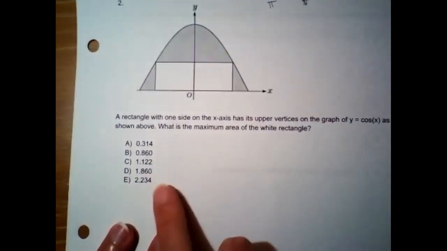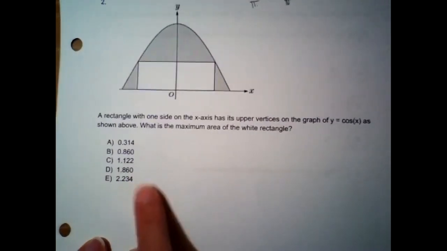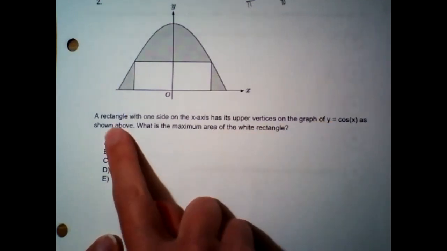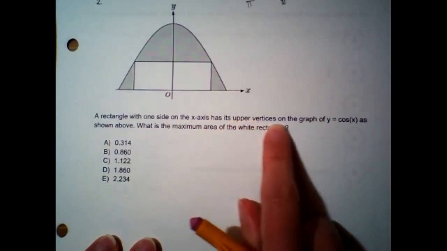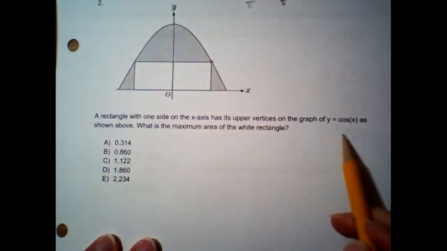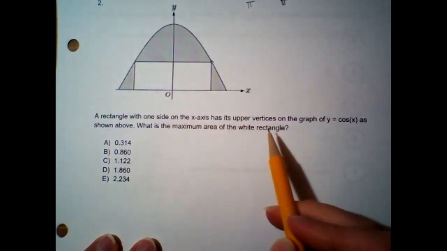All right, this one, I know I'm going to need a calculator at some point because looking at these choices, I have all these decimals. So I know I'm going to need to pick up a calculator here at some point in this problem. So a rectangle with one side on the x-axis has its upper vertices, that just means these points here, on the graph of cosine, as shown above. What is the maximum area of the white rectangle?